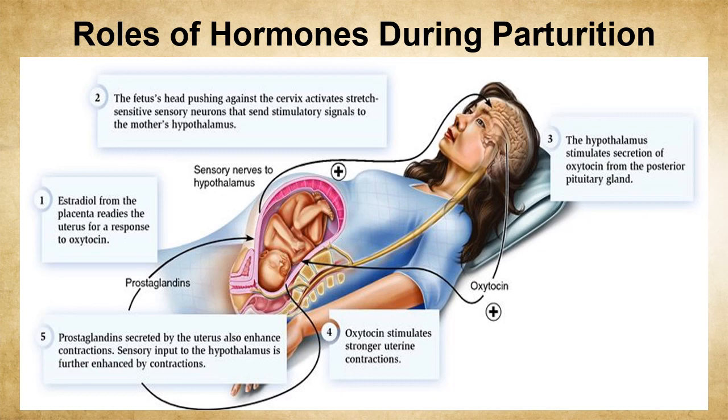If you remember from the previous slide, oxytocin also stimulates the secretion of prostaglandin. Number 5: prostaglandins secreted by the uterus also enhance contractions. Sensory input to the hypothalamus is further enhanced by contractions.